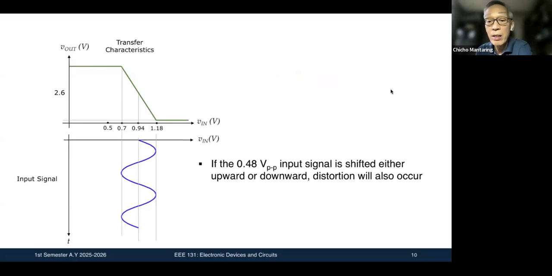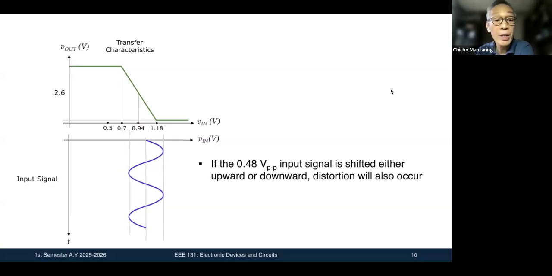So this is still 0.48 volts. Earlier, we were able to amplify this properly without any distortion. What happens if I change my DC component? What happens if I change my DC component? For example, what if I shift or increase my DC component? So this DC component now is greater than the original 0.94 volts.